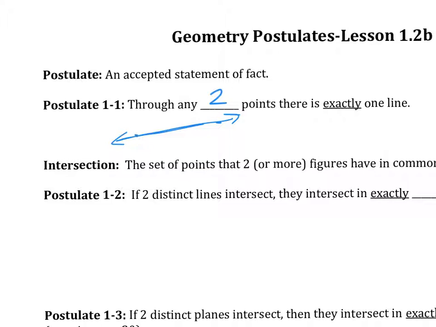Could you say the opposite of that? What's called a converse. We'll get more into converses later. But could you say through any one line, there's exactly two points? No, right? A line is made up of an infinite number of points. So you can't say the reverse of it, but you can say through any two points, there's exactly one line.